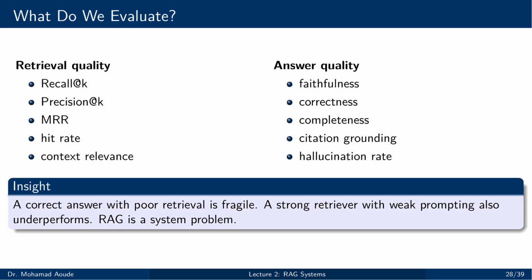The second is answer quality. This includes faithfulness, correctness, completeness, citation grounding, and hallucination rate. These tell us whether the final answer is actually supported by the evidence and useful to the user.